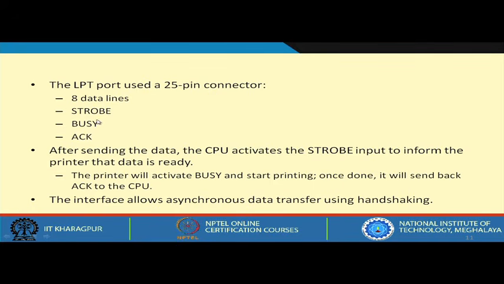Well, the printer is an output device. So, the CPU will be writing some data to the printer, the data to be printed. After sending the data over the parallel port over these 8 data lines, so it could send 1 byte at a time, the CPU will activate the strobe input also, indicating to the printer that, well, I have sent 1 byte of data, you please read it. So, the printer can read that 8 bit of data, and during the reading the printer will activate the busy signal. Busy is a signal that is going back to the CPU.